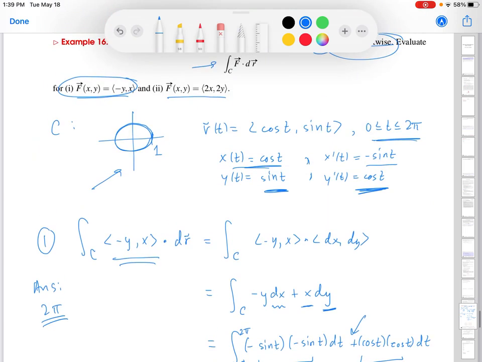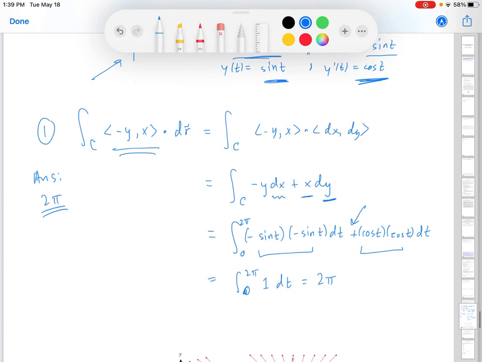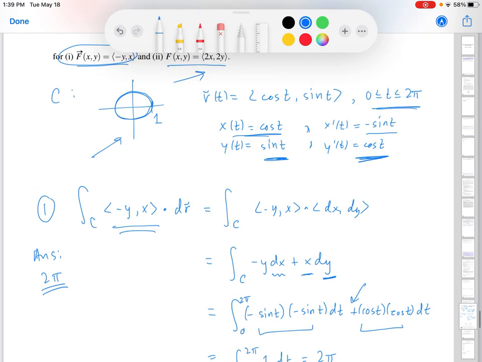Okay, so let's try this again for the second vector field here. I'm going to keep the parameterization the same. That's what is implied in the problem. And I will go back and erase things as they need erasing so that I can keep some of this writing here. So the vector field is 2x, 2y. So that goes over here, 2x and 2y.